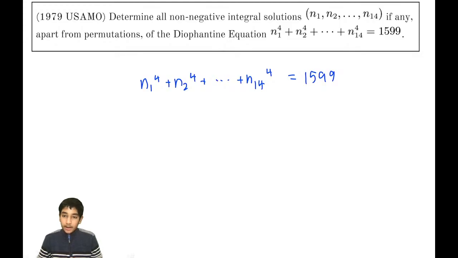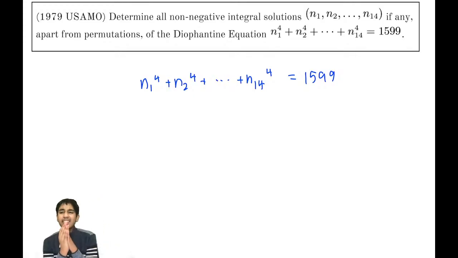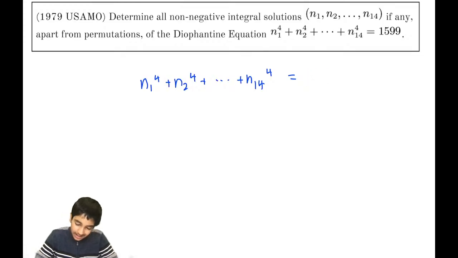So what mod do we take? Basically, we can take some mods to get rid of terms. So notice that 1599 is so close to 1600. So I'm just going to rewrite this as 1600 minus 1, because that's really the only thing that seems logical here.